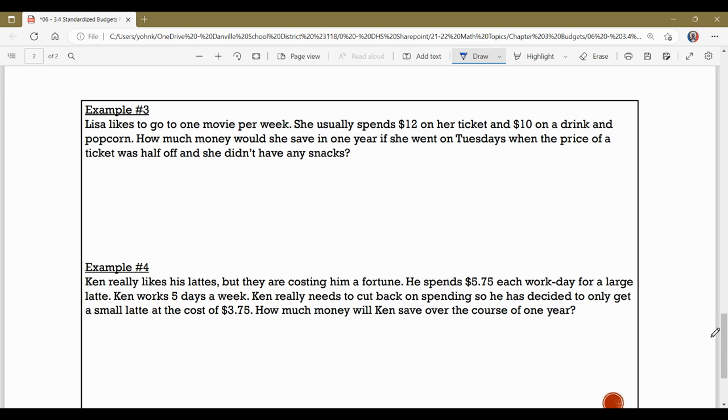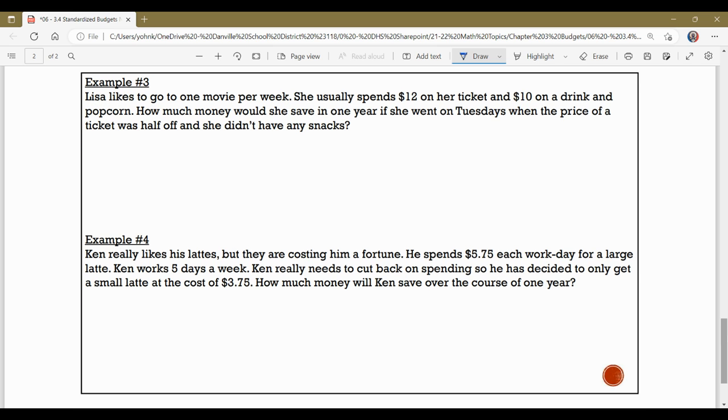All right, these questions aren't necessarily having to do with the pie chart, but other ideas about saving in general. Number 3, Lisa likes to go to one movie per week. She usually spends $12 on her ticket and $10 on a drink and popcorn. How much money would she save in 1 year if she went on Tuesdays when the price of a ticket was half off and she didn't have any snacks? Well, let's see how much she spends regularly, and then we can see how much she spends on Tuesdays, and then we can see which one is greater.